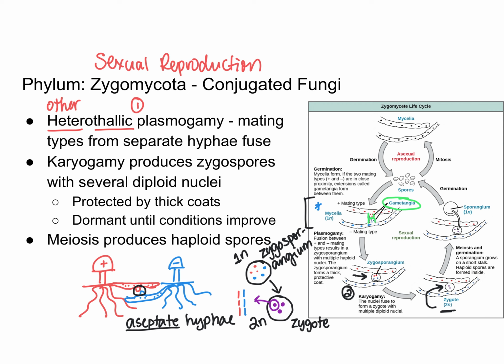The zygote is then going to go through the next stage of sexual reproduction, which is meiosis. And meiosis happens inside a structure known as a sporangium. So that zygote inside the sporangium is going to go through meiosis to form haploid spores. And remember that during meiosis, the paired chromosomes in the diploid nucleus get separated from each other, and they get dealt out into the daughter cells in unique combinations.